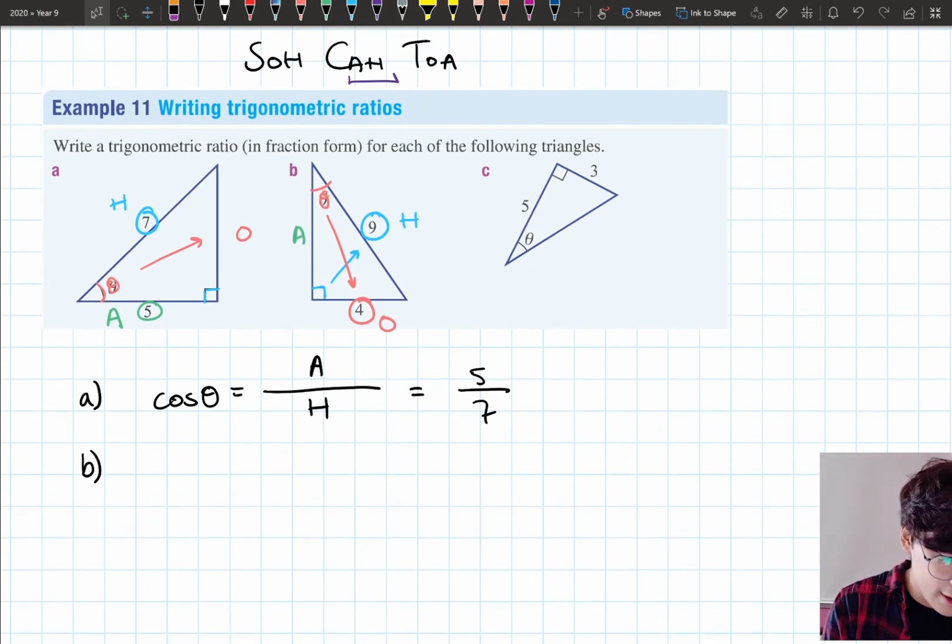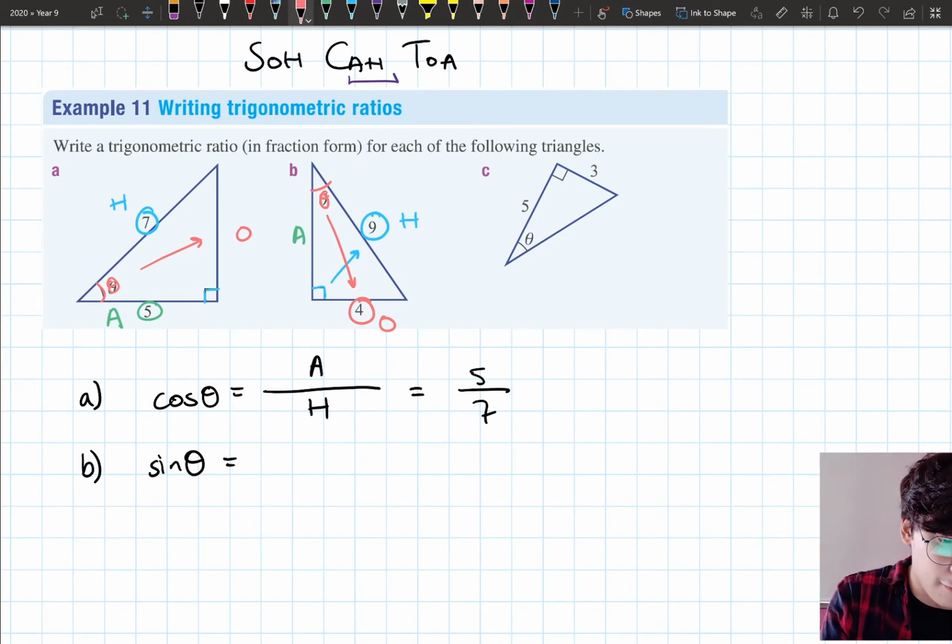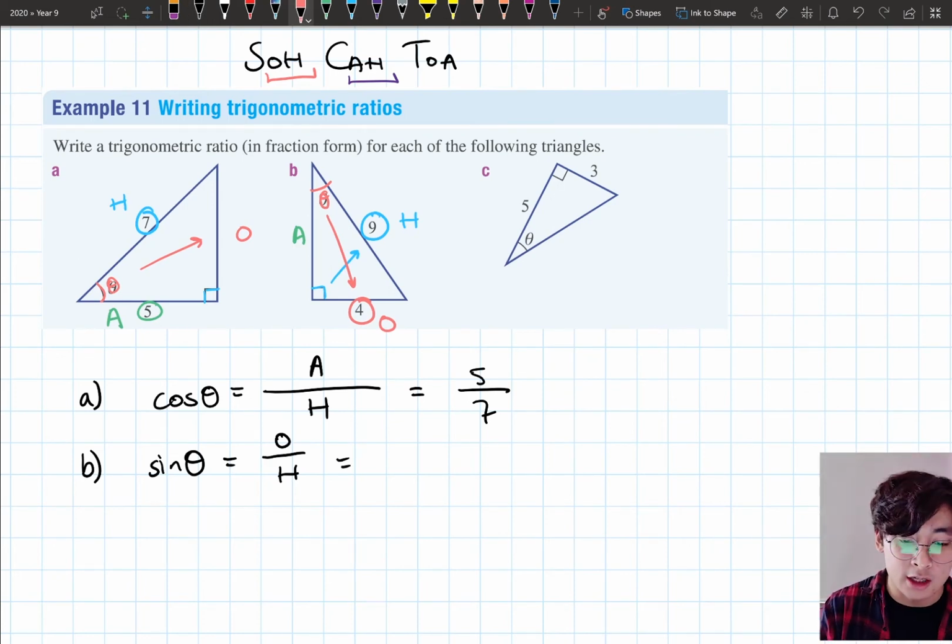So I'm going to write sine theta. It's equal to the first one in my acronym over the second one. So opposite over hypotenuse. So over here, the first one is opposite. The second one is hypotenuse. So I'm going to have opposite over hypotenuse. And so what's the value of my opposite side in this triangle? It's going to be 4 over 9. There we go.